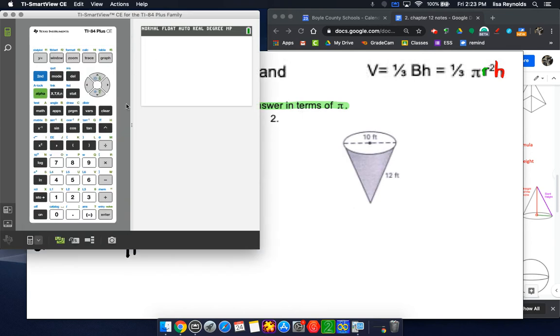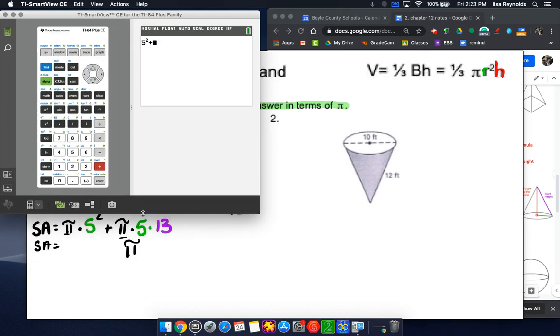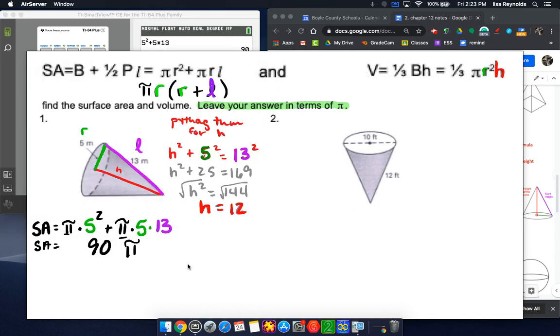So in the calculator, I'm going to do 5 squared plus, let me move this so you can see it. So 5 squared plus 5 times 13. And we end up with 90 pi. Everything here is measured in meters and area is in square units. So our surface area is 90 pi square meters.